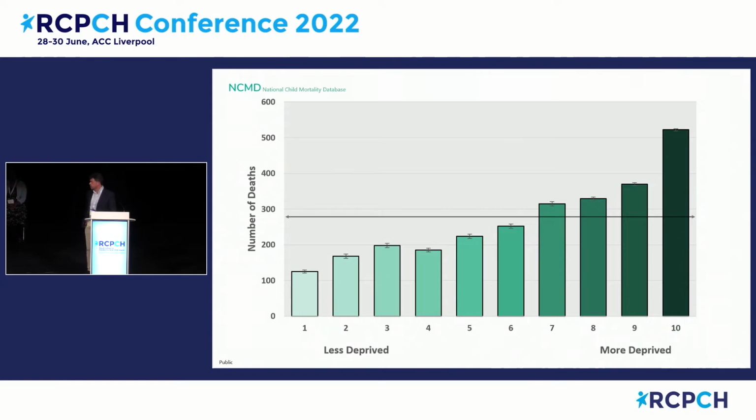And this graph shows, on the left, the less deprived areas of England, on the right, the more deprived areas of England, and the bars show the number of deaths occurring in each of those areas of deprivation, or each of those deciles. And as you can see, it goes up as deprivation increases. That black line represents what we really should see if everything was equal.